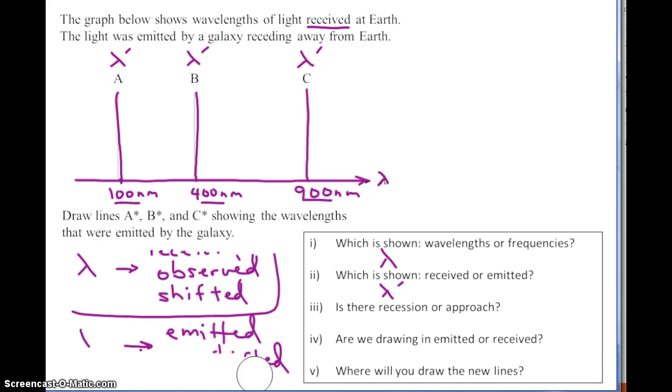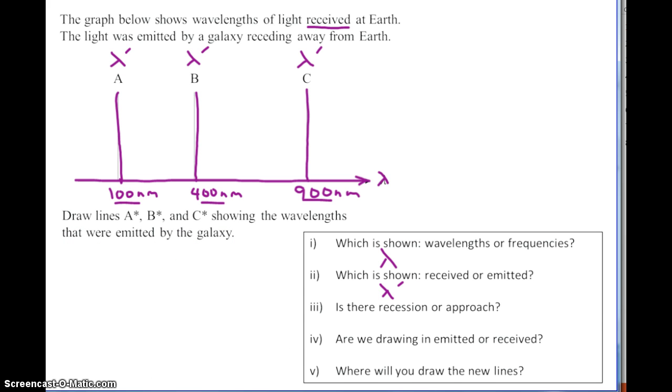Is there recession or is there approach? The problem says the galaxy, the source, the thing that sends out light, recedes. Recession is what we have here. By the way, galaxies you can think of as just giant collections of stars. So they send out a lot of light. Not just one star, but many, many stars. Okay, so the galaxy, which sends out light, is receding.